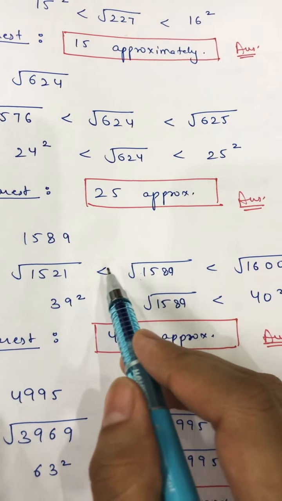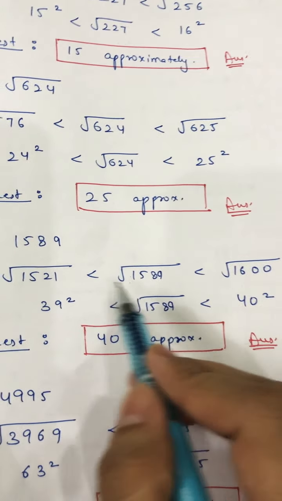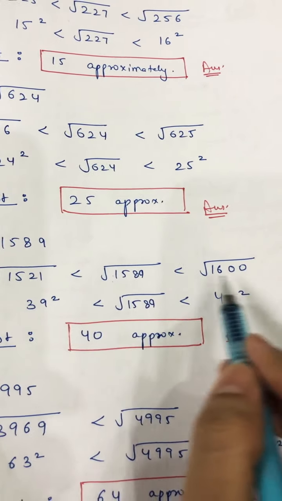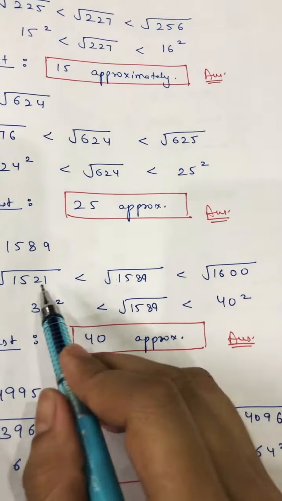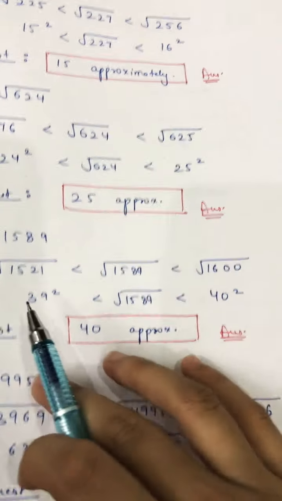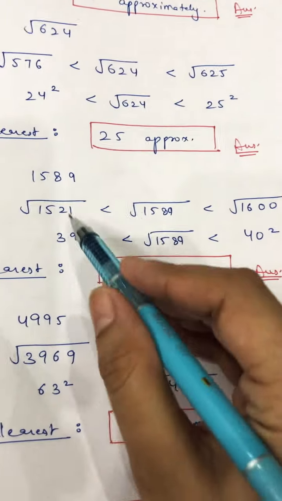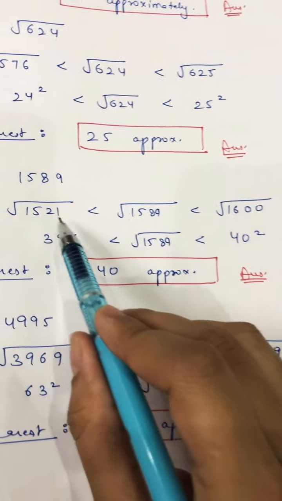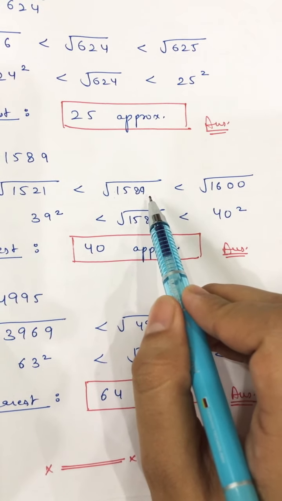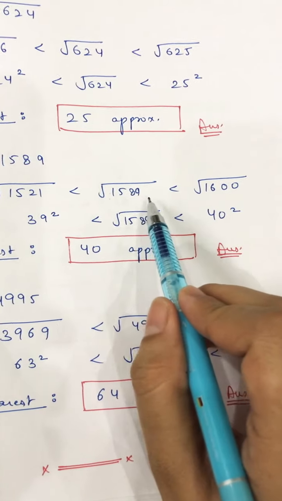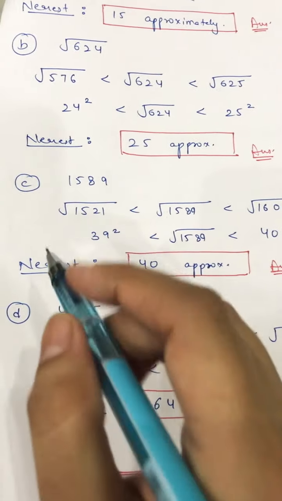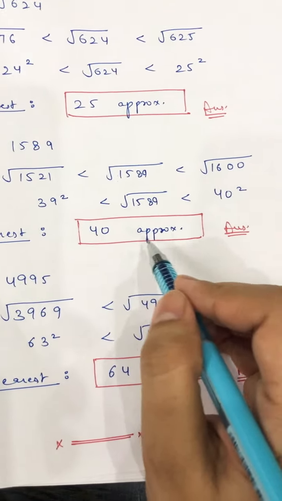Now you have to write in this way: square root, and on this side the lesser number. Both are close, but this number is bigger and this number is smaller, so the smaller goes to the left side and the bigger to the right side. Now this is the square of 40, this is the square of 39. Check which number is closer. Obviously 1600 is nearest to 1589. So you have to write that the nearest whole number is 40 approximate.